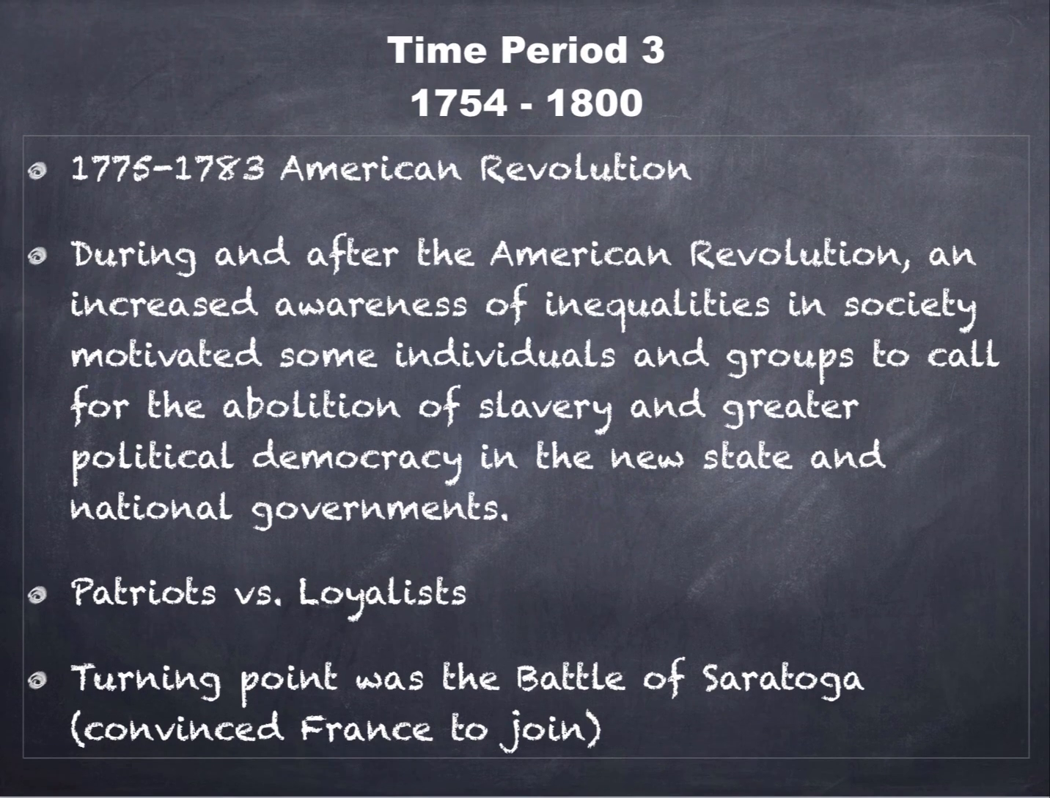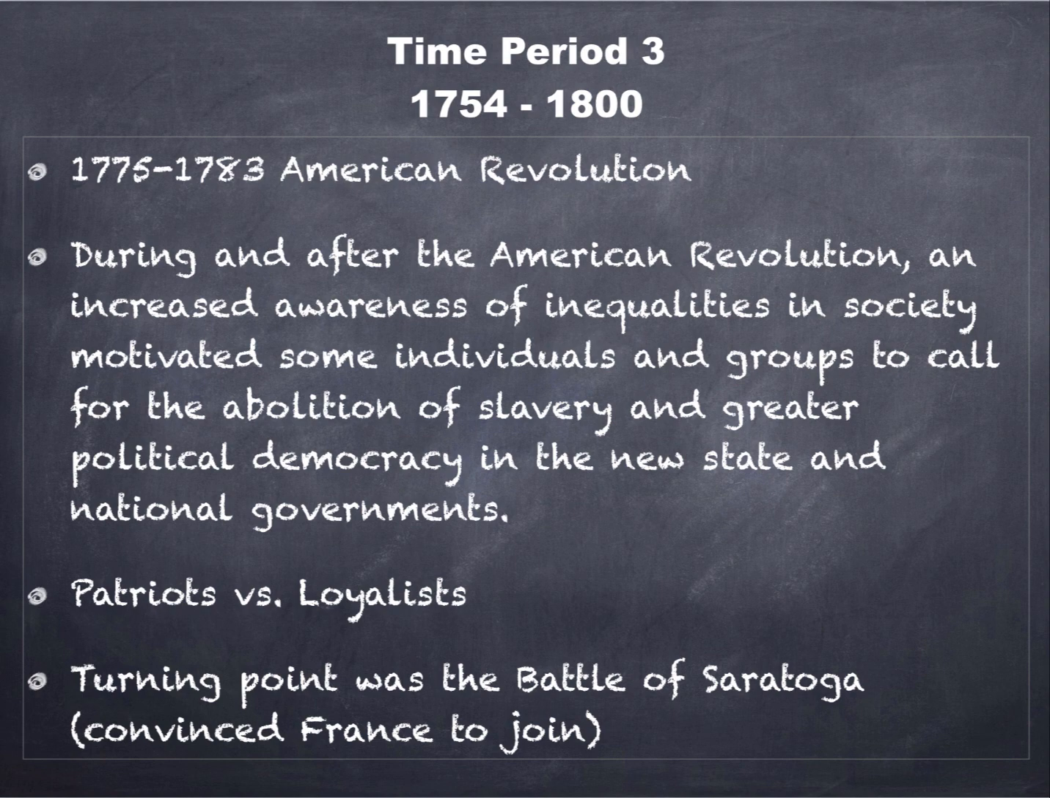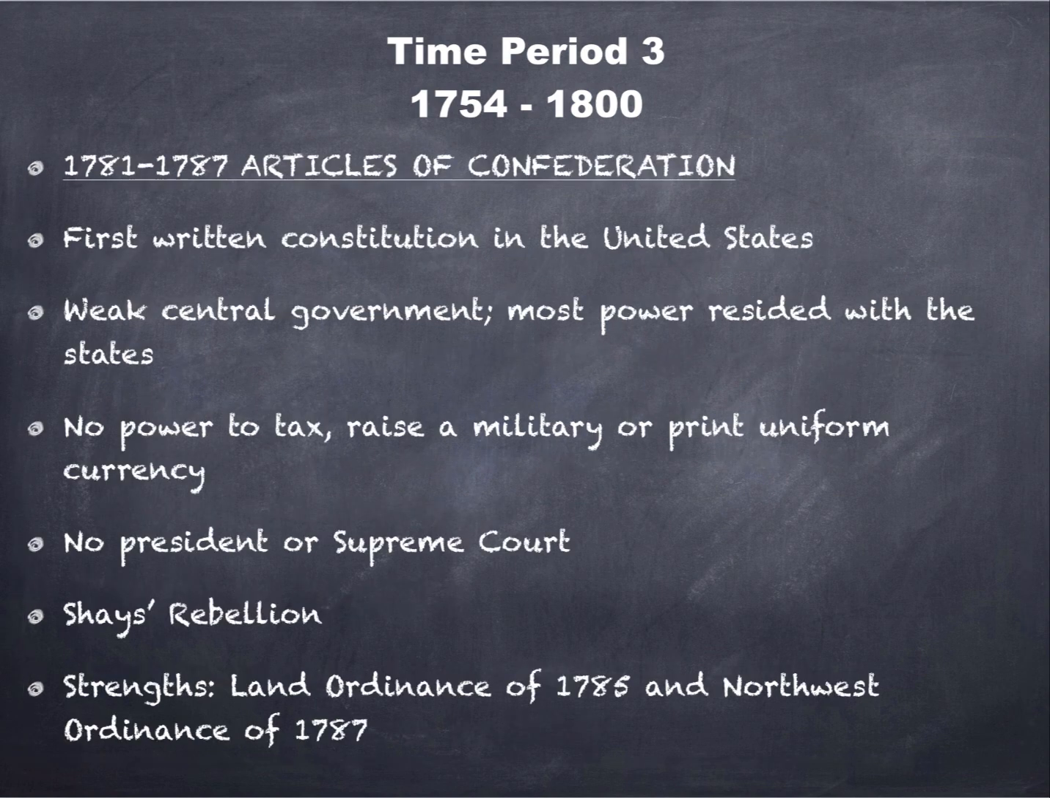Beautiful. Almost done here. We only have 4 or 5 slides left. Okay, so now we go to the Articles of Confederation. All right, so this is the first written constitution for the United States. And because they just got rid of a strong central government that they didn't like, they just disposed of the British Crown, the British Parliament, most of the power is going to belong to the 13 states. So this is a government that is very weak on the central level.